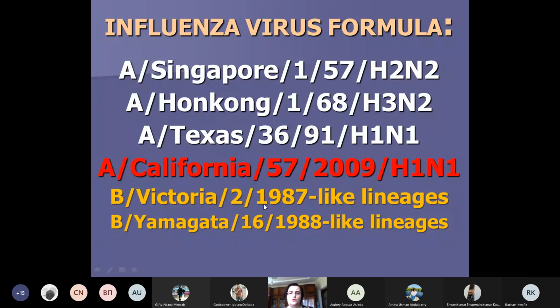You see, B Victoria-like lineages and B Yamagata-like lineages, or simply B Victoria-like and B Yamagata-like. Both lineages are in circulation in humans, disproportionately affecting children. Influenza B viruses contribute to seasonal epidemics alongside influenza A viruses, but have never been associated with pandemics.